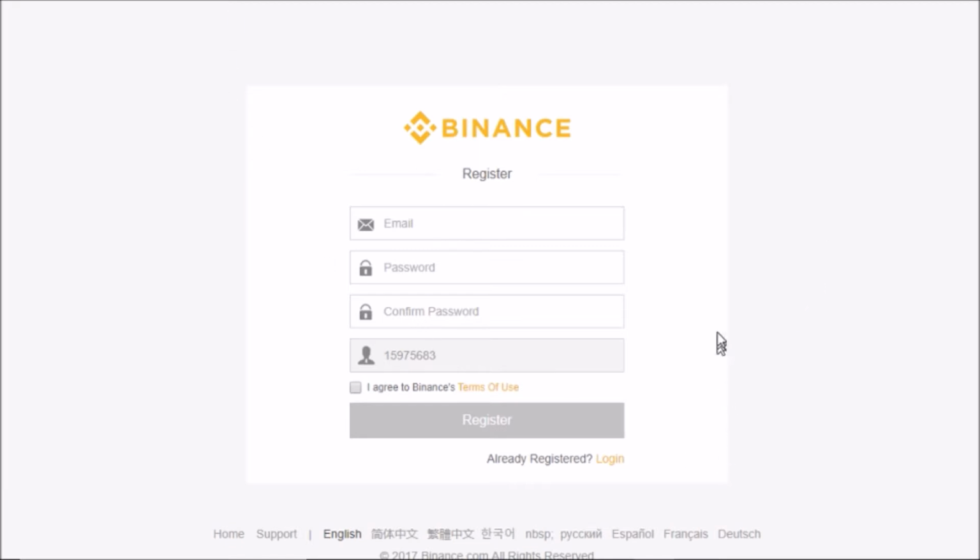So this is Binance. It's one of my favorite crypto exchanges for beginners, and you can buy all kinds of cool altcoins on this website. But first, what you need to do is register an account.